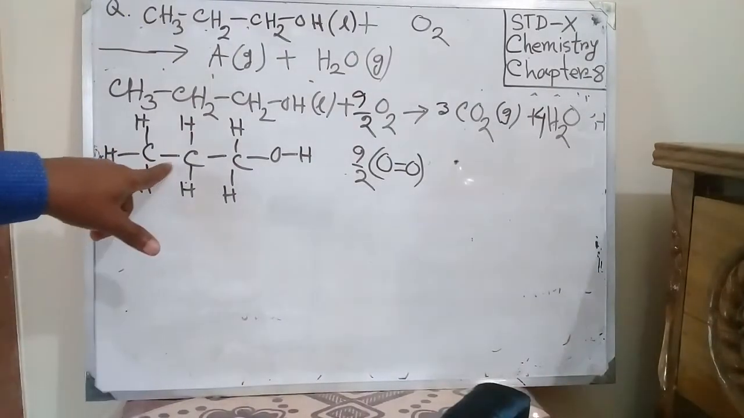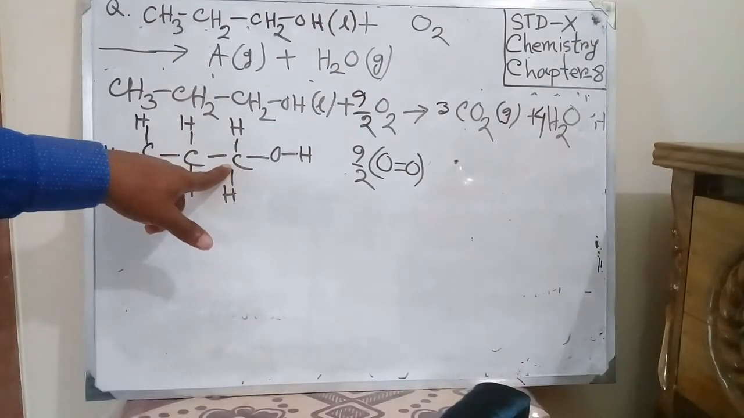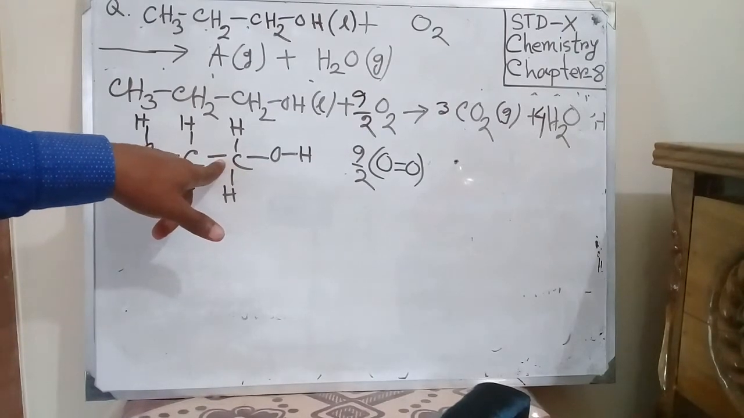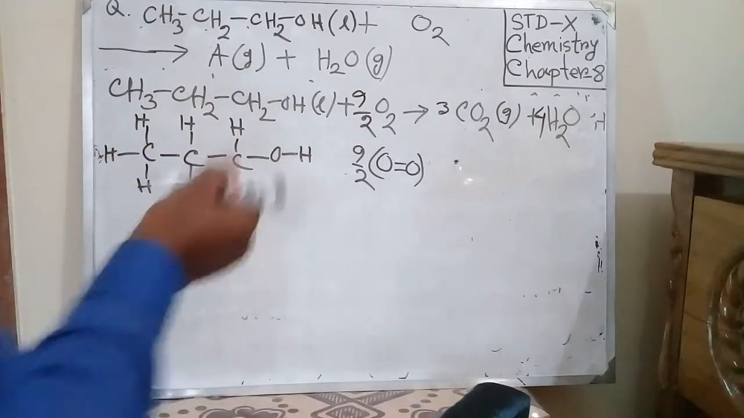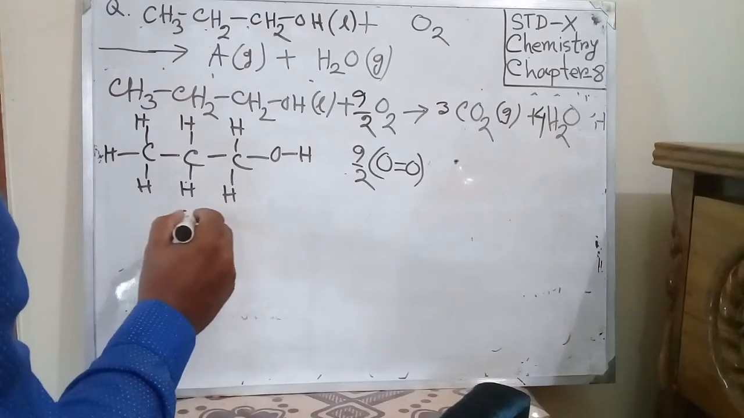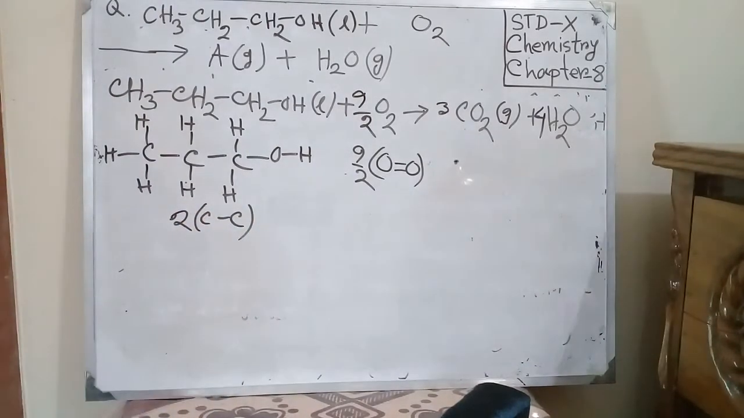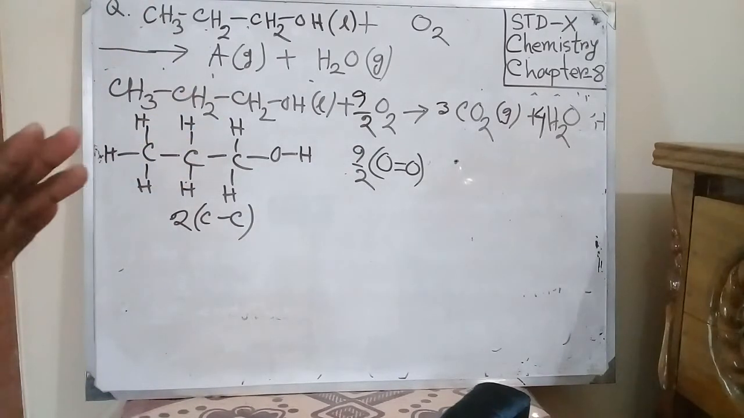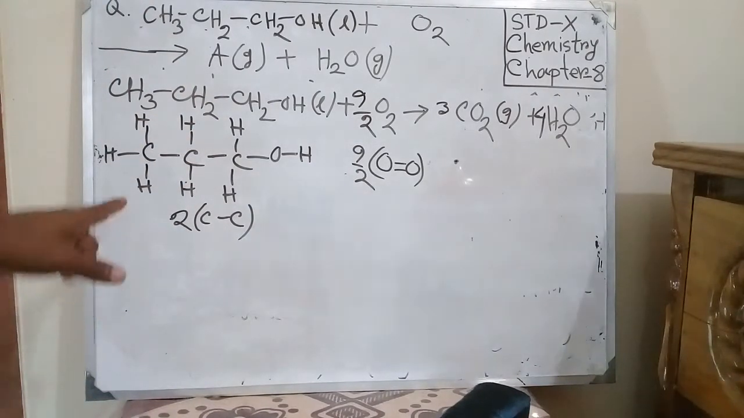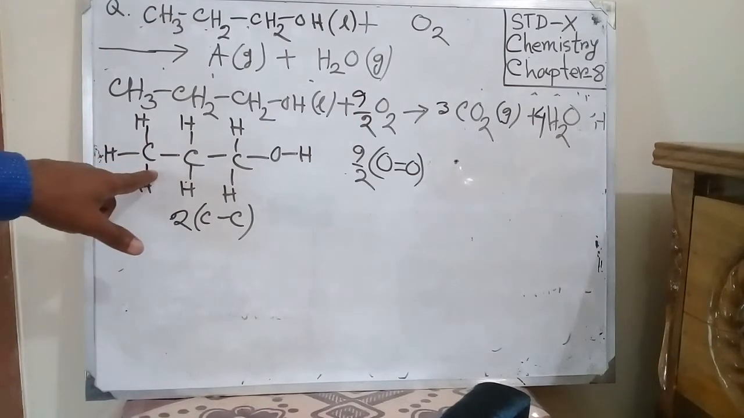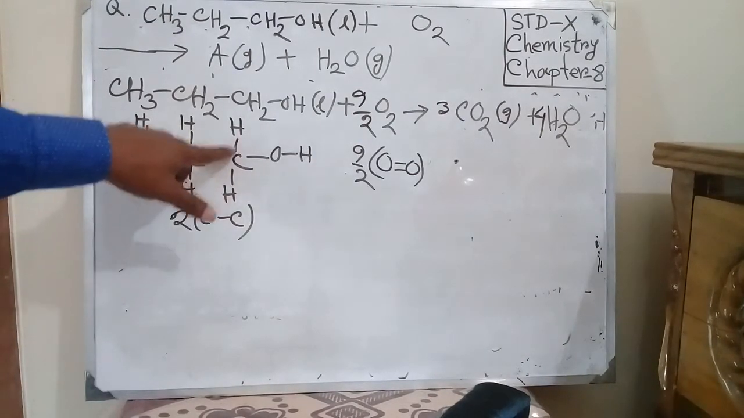Look, carbon, 1 bond, and carbon, another bond. So total 2 carbon-carbon bonds. Then carbon-hydrogen: 1 2 3 4 5 6 7.